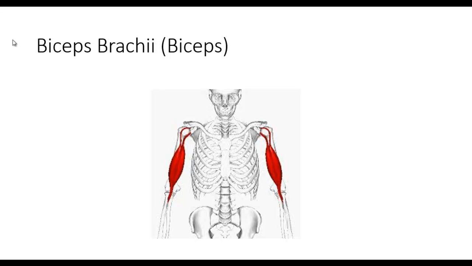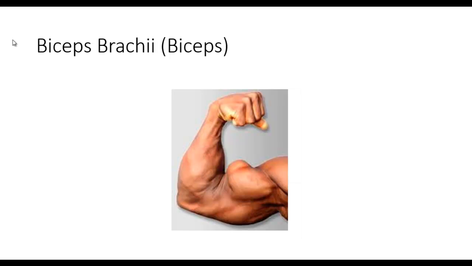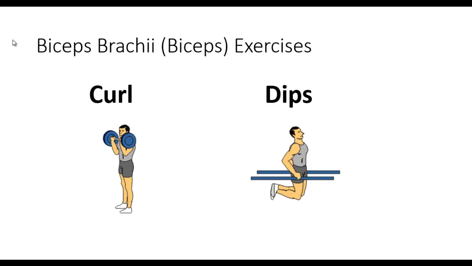Here's another example of a biceps brachii. This is an example of biceps brachii contracted or flexed. Notice the forearm is pulled toward the shoulder. Some good exercises for biceps brachii are curls and dips.